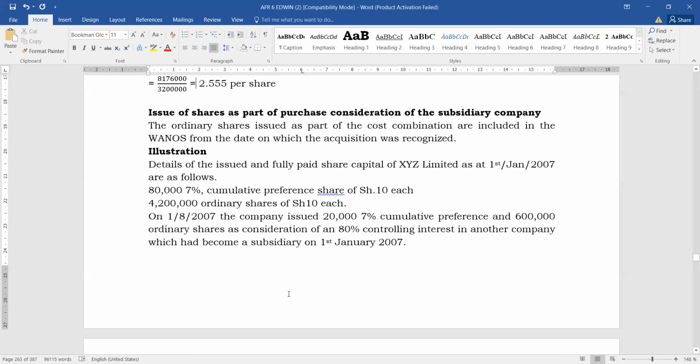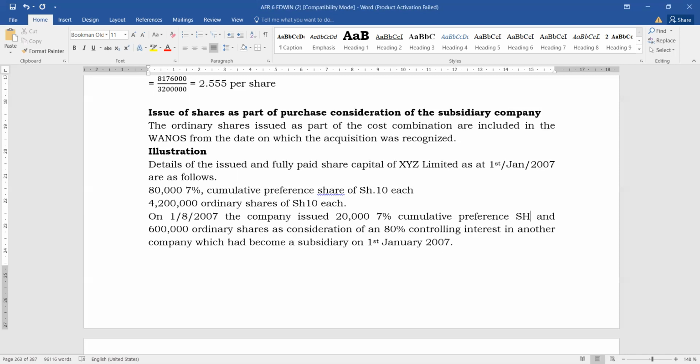The details of the issued and fully paid share capital of XYZ Limited as at 1st January 2007 are as follows. We have 80,000 7% cumulative preference shares of 10 each, and we have 4.2 million ordinary shares of 10 each. On 1st August 2007, the company issued 20,000 7% cumulative preference shares and 600,000 ordinary shares as consideration of an 80% controlling interest in another company, which had become a subsidiary on 1st January 2007.